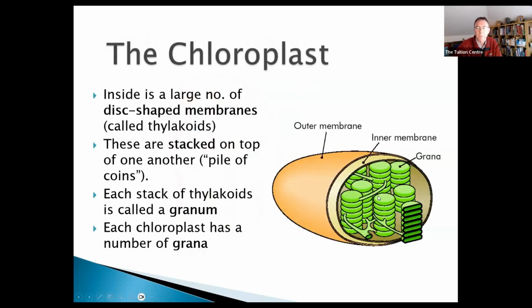This is the 3D view. And this is not something you'd ever attempt to draw. It's something you could be asked to label, though. So the grana is the pile.